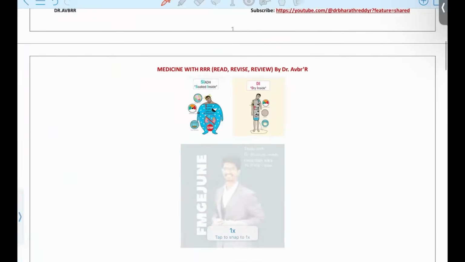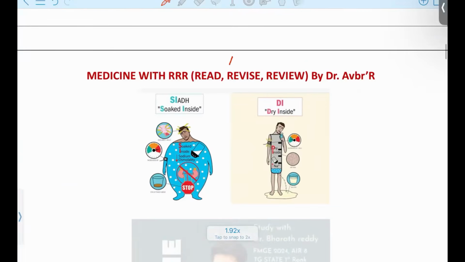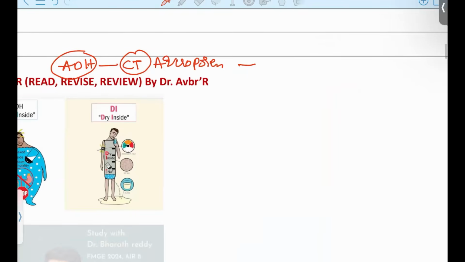Next, moving on to your ADH hormone. So ADH hormone, which is also known as your vasopressin hormone. Why? ADH is for water retention. So in the collecting tubules, it acts on the aquaporins, right? With the help of the aquaporins, this is going to activate it, and this will do water retention as a main mechanism of action.